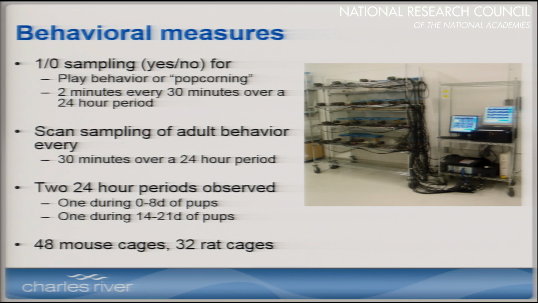So for behavioral measures, in addition to what was performed in the barrier rooms, we had this behavioral suite set up where we set up animals under constant videography and then looked at parameters such as play behavior in the young, the popcorning behavior you'll see in mice where the young mice jump fairly high when you open the cage. And they also do it with one another when the cage is closed. And we looked at periods of time over a 24-hour period after litters had been delivered or born. And we used 48 mouse cages and 32 rat cages. So again, these were in this room for approximately 3 to 4 months as they went through this assessment period.